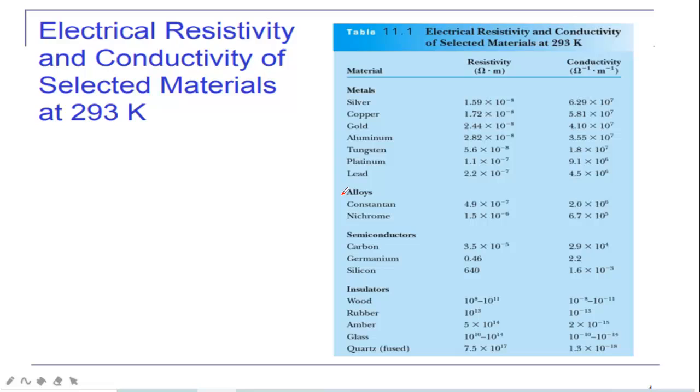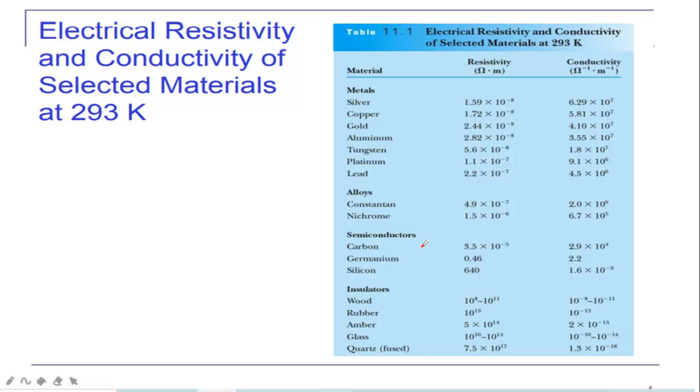Coming down, let's talk about alloys. Nichrome has resistivity 1.5 times 10 to the power minus 6 ohm meter, but conductivity 6.7 times 10 to the power 5 ohm inverse meter inverse. We can again observe that resistivity is low but conductivity is high. This conductivity is relatively low compared to the metals, but it is still very high in comparison to the resistivity.